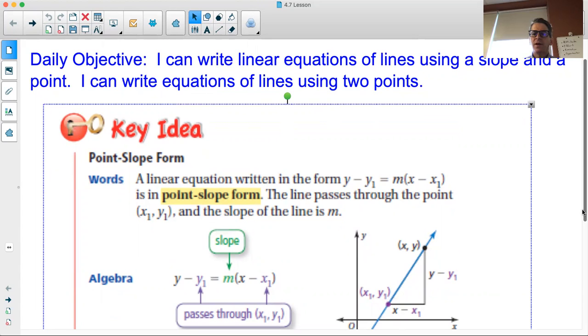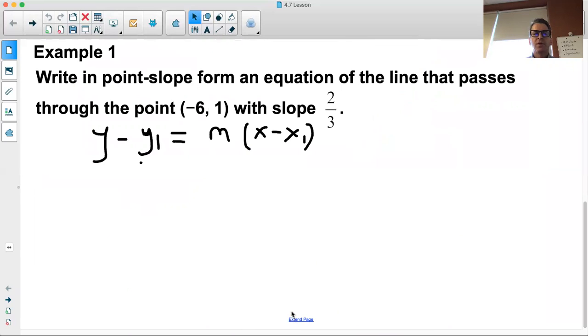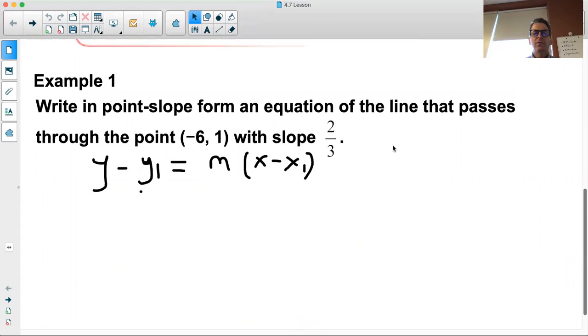Let's take a look at example 1. Write in point slope form an equation of a line that passes through the point -6, 1 with slope 2/3. So what we're going to do is take this slope of 2/3 and the point -6, 1, and use the formula y minus y1 is equal to m times x minus x1 to get our equation.